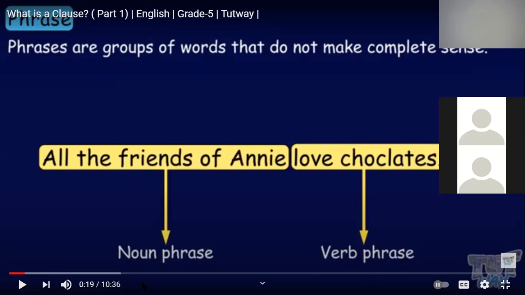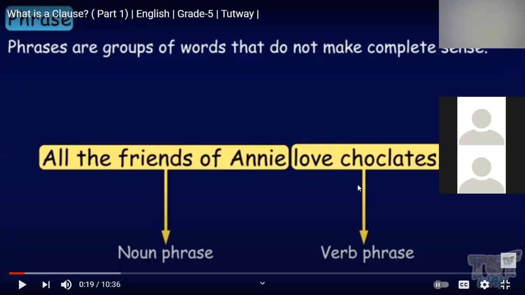So here, the noun phrase starts with all the friends. All the friends, it's a noun. And of Anna, it's a noun, but it's a complement of the words all the friends. Friends of whom? Friends of Anna. So this is a noun phrase. Noun phrase, it's a part of the sentence, part of this meaningful sentence.